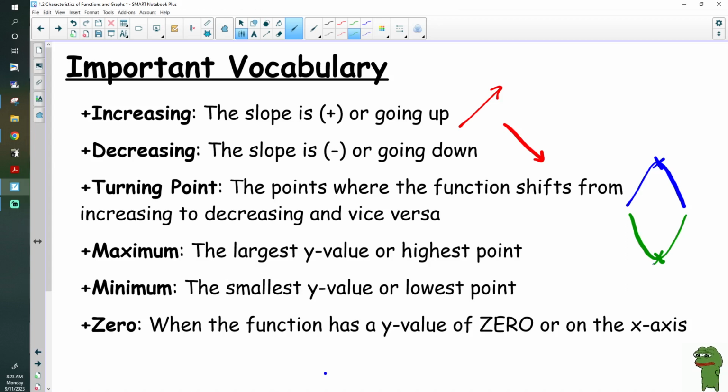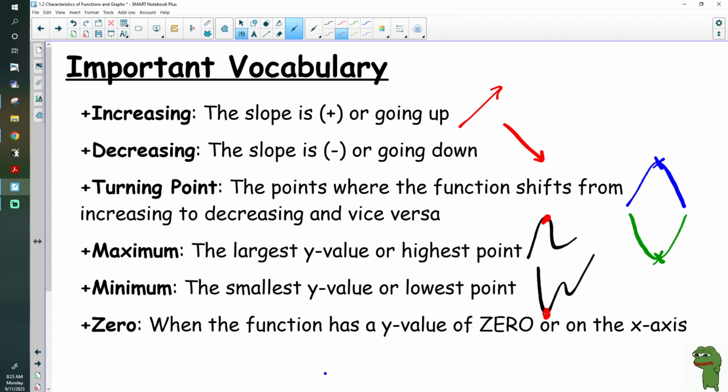Okay, and then we got max and min. Maximum is your highest point. Minimum is your lowest point. Okay, highest point, lowest point. These pictures are super similar. If we had a graph that looks something like this, here's your maximum. That's your highest point. If we had a graph that looks something like this, your minimum is your lowest point on the graph.